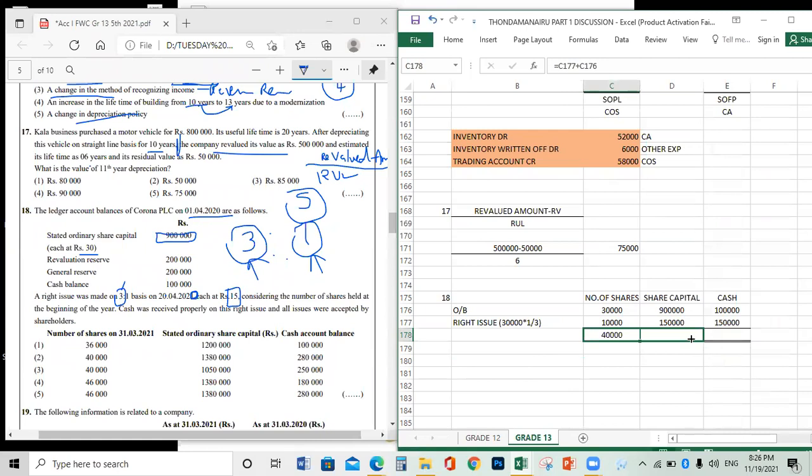$40,000 and 1,050,000. Okay, the answer is there. Let's go to the last one. 250. What's the correct answer? Third one. Yeah, the third one, right?